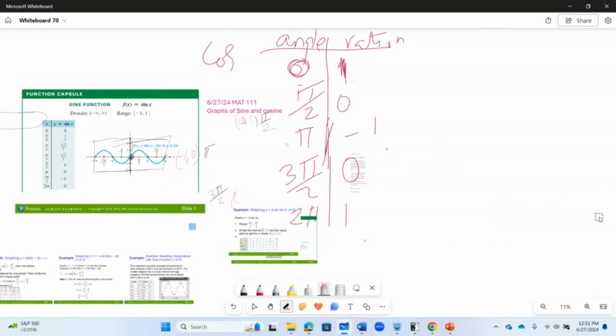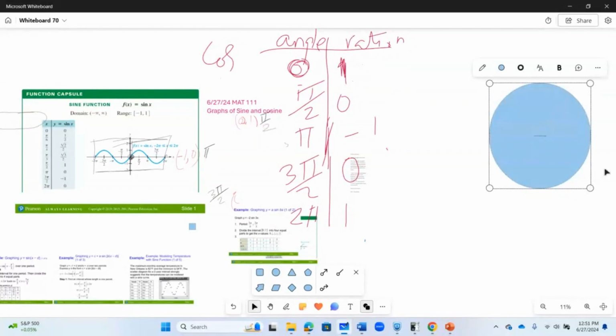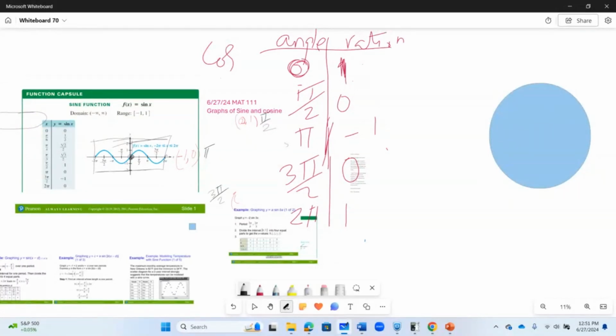But why do I call it one cycle? Just like in sine, if I want to draw one cycle, it's just 360 degrees. Okay, so one cycle of cosine starts from right here and completes 360 degrees. And this is what I have actually entered here.